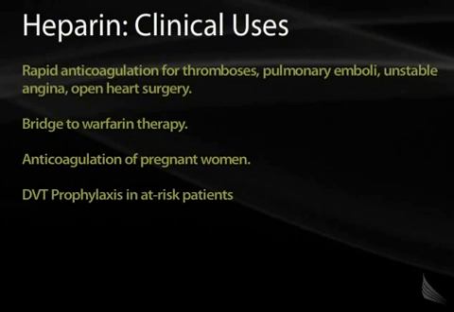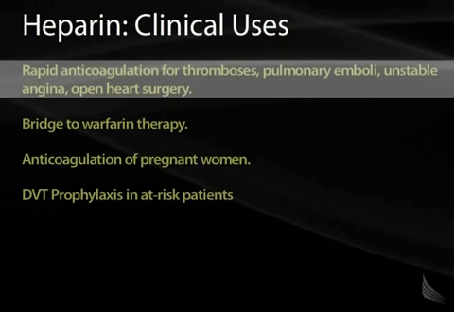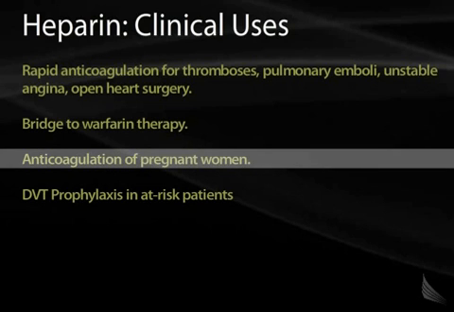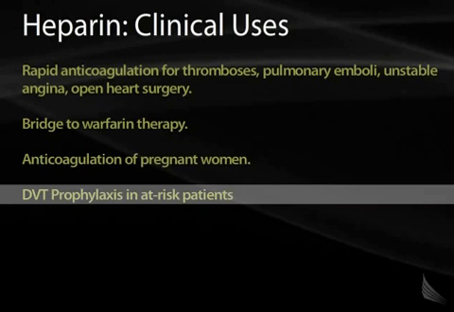Some clinical uses for heparin include rapid anticoagulation for certain thromboses, pulmonary emboli, unstable angina, and open heart surgery. Heparin works very quickly. Therefore, it can be used as a bridge to long-term anticoagulation therapy, usually with warfarin. Heparin is also used for anticoagulation of women who are pregnant. Heparin is also used as DVT prophylaxis in patients who are at risk for developing a blood clot.